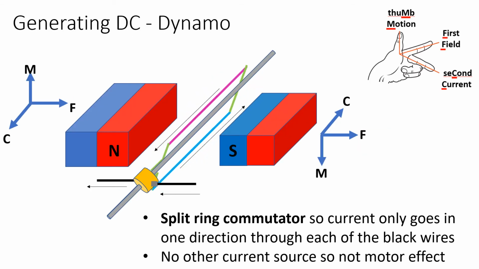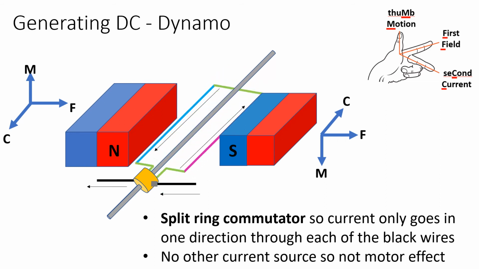When we go to DC, you can see that we have got rid of our slip ring and we now have brought back in the split ring commutator. What that means is that the current is always flowing in one direction, just as it is in the motor effect. However, unlike the motor effect, there is no current being supplied to the wire. The only current in the wire is resulting from the induced potential difference as the wire cuts through the magnetic field lines.